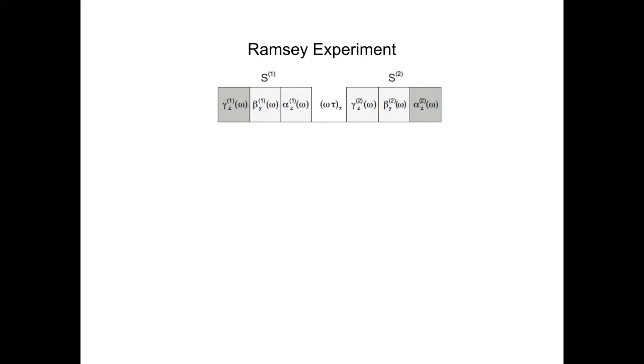So in the Ramsey experiment, we have two pulses, as I showed before. Usually there's a 90-degree pulse, another 90-degree pulse, and some evolution period in between. The first unitary operation, of the first pulse, you can now decompose in terms of z, y, z, so gamma, beta, alpha rotation.